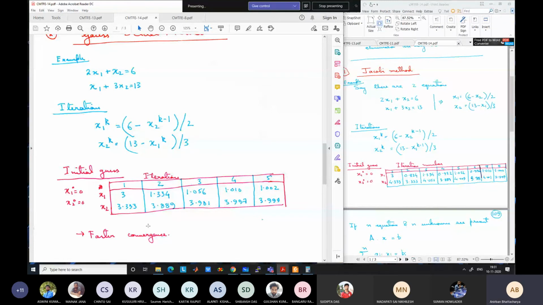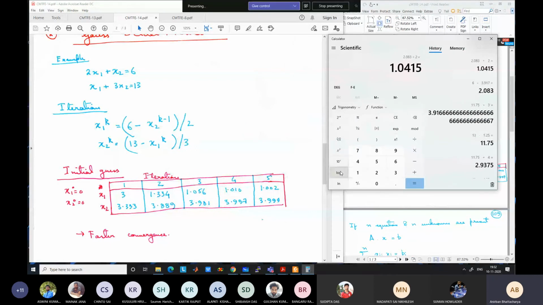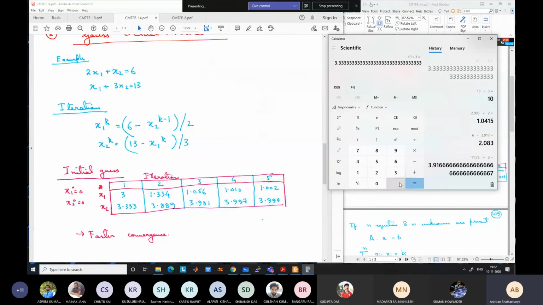So same thing, if you do again, start with the guess value 0 and 0. After the first iteration, 6 minus 0 by 2, it is 3. But now, instead of taking this value 0, actually only one guess value is required in this case. This one is not required at all because we have already calculated that this is equal to 3, right? As we have already calculated this new updated value, we will just use 13 minus 3 divided by 3. Okay, 3.333. So this value is 3.333.